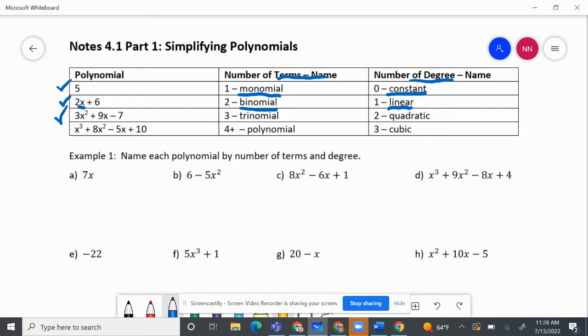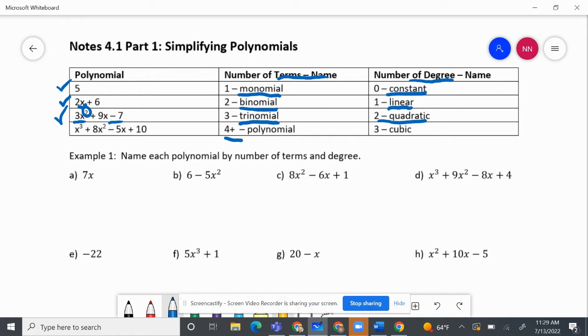For the next one, what we have is a trinomial. Trinomial because it has 3 terms, just like a tricycle has 3 wheels. So pluses and minuses separate terms. And then it's a quadratic, and that's because it has degree 2. Our exponent is a 2.